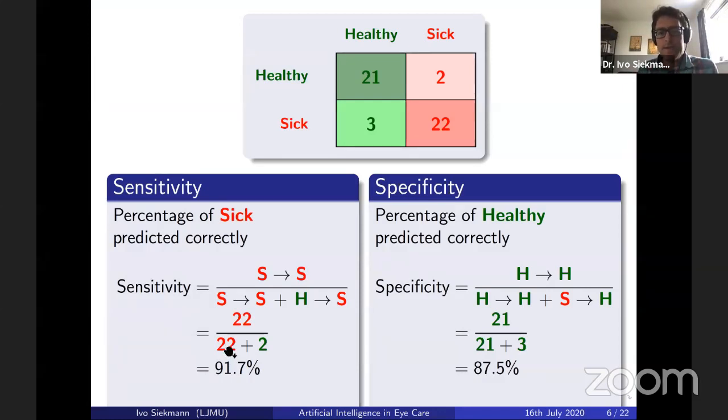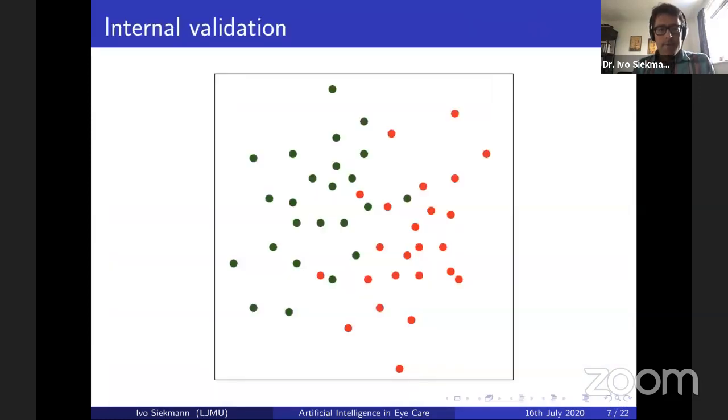Now, this is the overall approach, how we determine how well our AI method performs. But the question is, and this is very important, how these numbers are actually calculated. And this is what I'm going to look at in the next slides. Because when we look at validation, there are different ways of doing it, and not all of them are equally good.